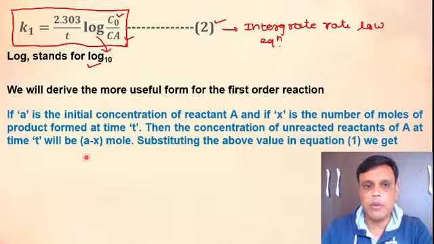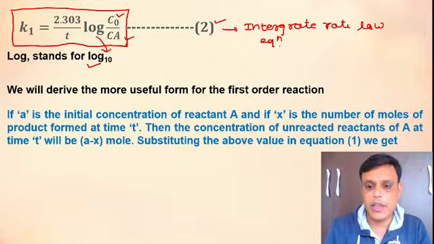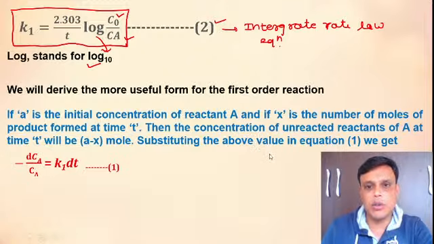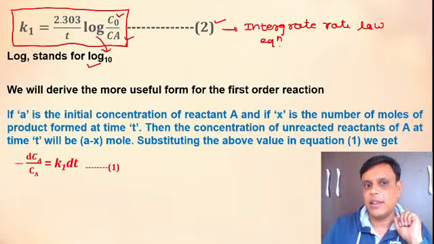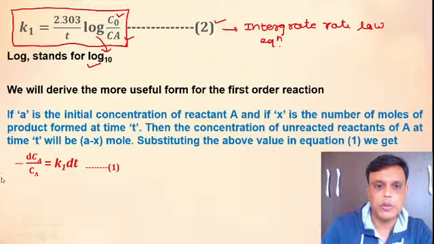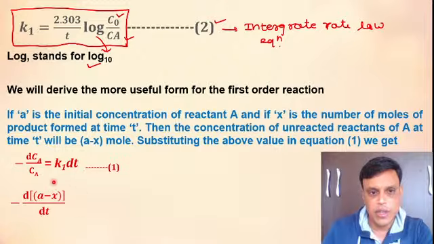Now you know that very well, we saw it in the last lecture also. The concentration of unreacted reactant A at a time t will be A minus X mole. So we will substitute the above value in equation 1, which we derived. In this equation, instead of these two values Ca and C0, we will put A and A minus X. So here we will get minus d(A minus X) by dt. This is in case of your reactant.